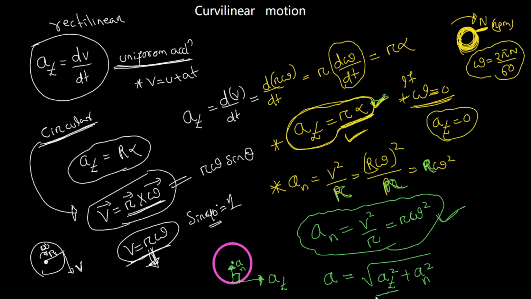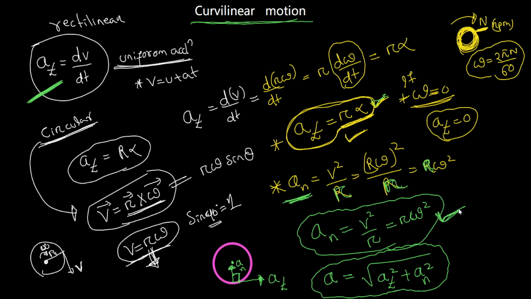This is the formula for calculating total acceleration of a particle or object in curvilinear motion. Whenever the particle is in curved motion, it will have two types of acceleration. Number one is tangential acceleration, which is responsible for changes in magnitude. And the normal acceleration is responsible for changes in direction of the velocity. So these two formulas you have to remember: at, the tangential acceleration, is equal to r alpha, which is collinear with the velocity vector, and the normal acceleration an is equal to v square by r is equal to r omega square.